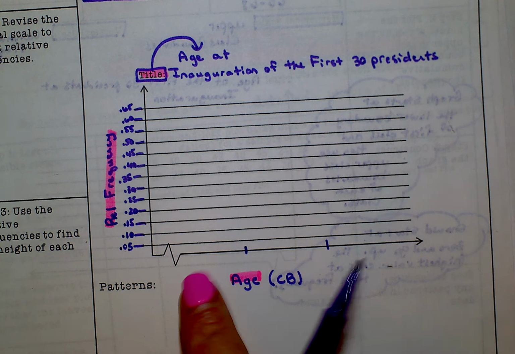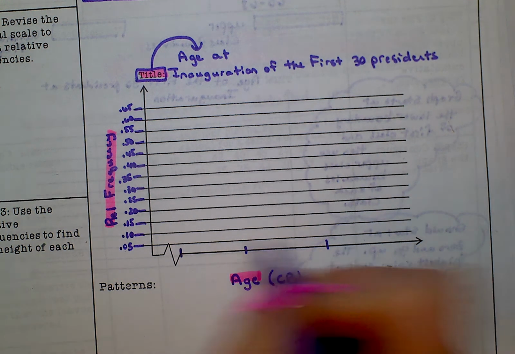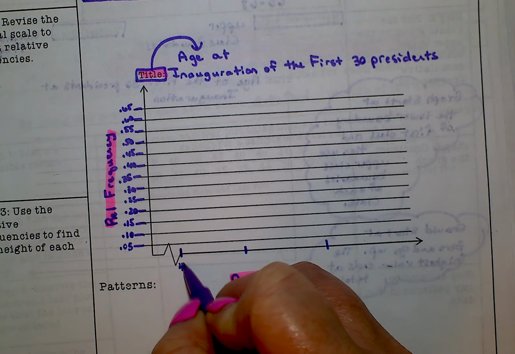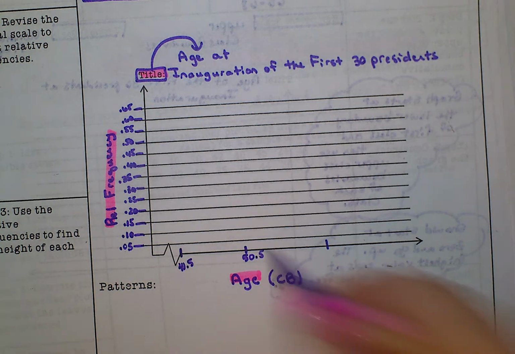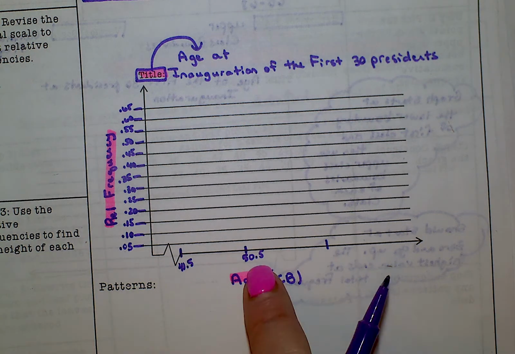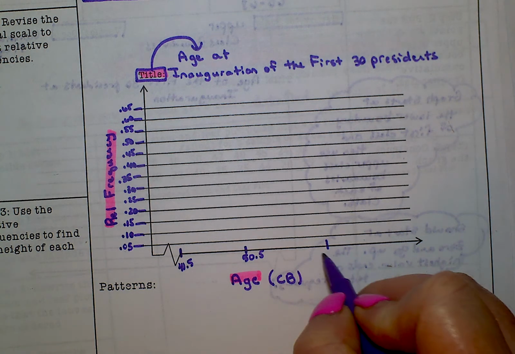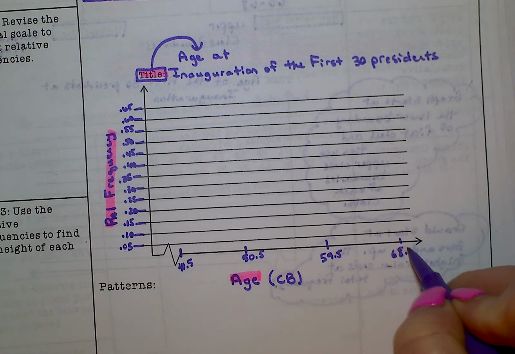So now I'm going to put the class boundaries. The class boundaries are going to occur at the ends. So this would be 41.5 to 50.5. Then you would have 50.5 to 59.5. And then you would have 59.5 to 68.5.